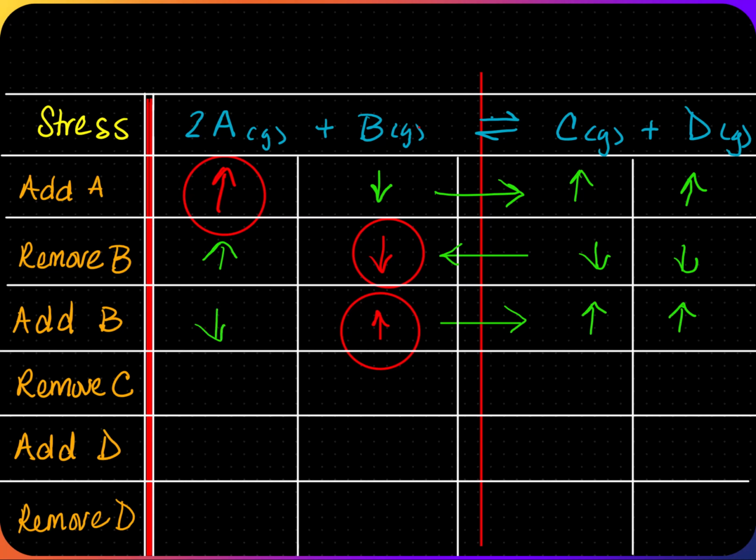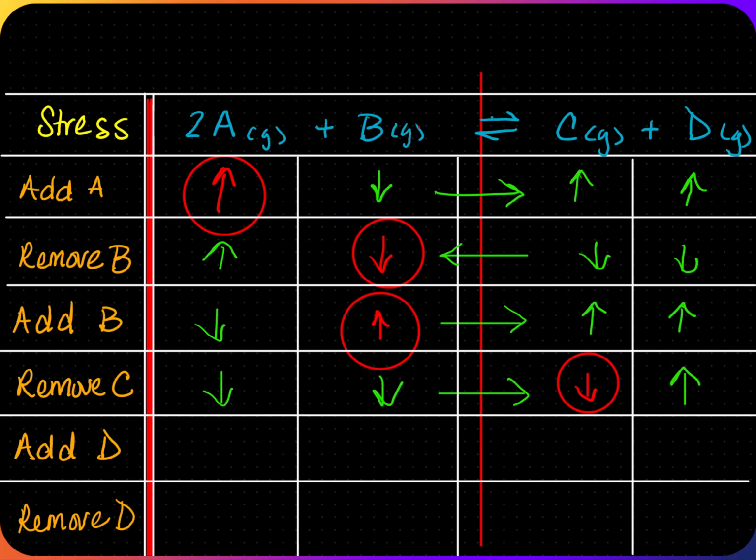If I remove C, I need to shift towards removal because I need to do the opposite. I need to produce more to relieve the stress. So I'm going to shift to the product side. My products are going to increase. My reactants are going to decrease.